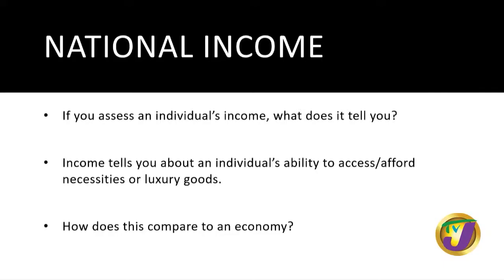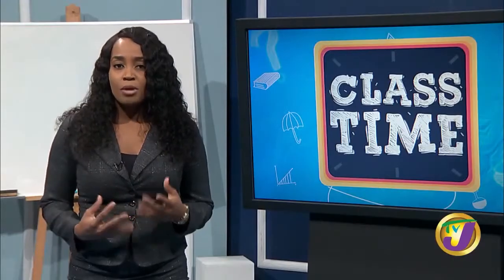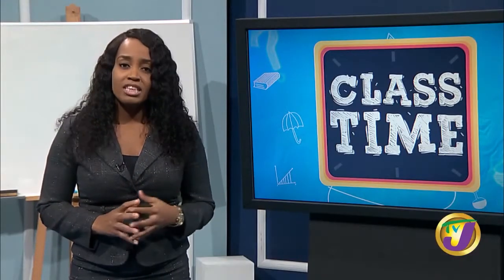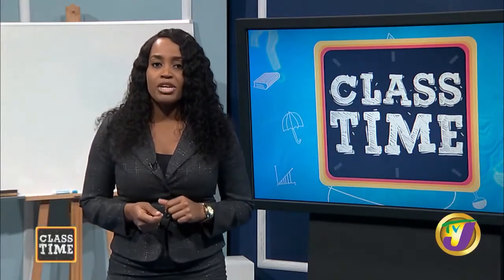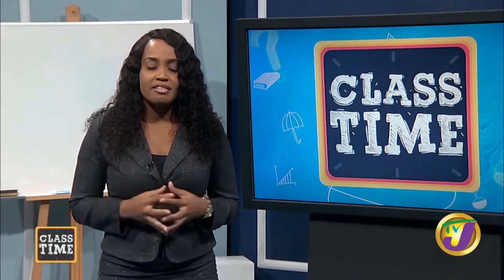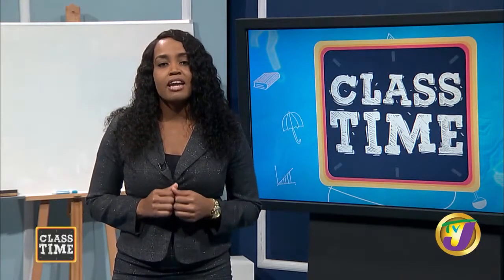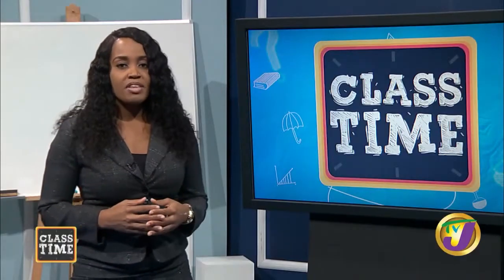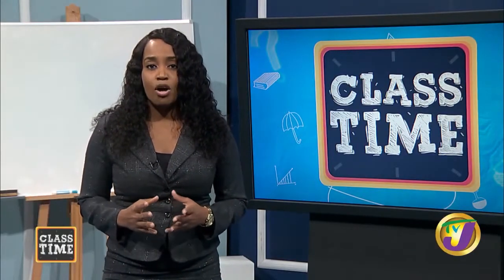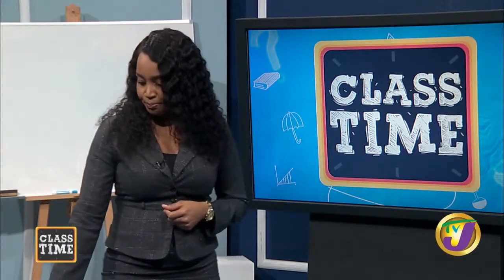What the income tells you about the individual, and it's a similar concept for the economy, is how much they can afford. So if you know that a person earns a certain amount of money and you have an idea of what the basic necessities cost, it is an indication that this person can afford to meet their basic needs. And it is also something that economists use when they're looking at a country to make a judgment about the country's well-being.